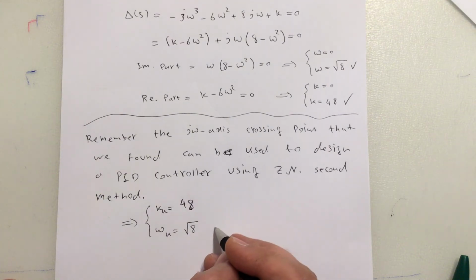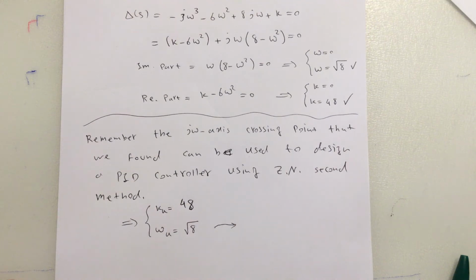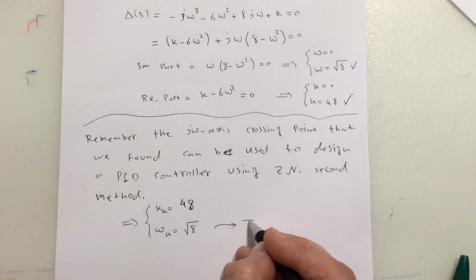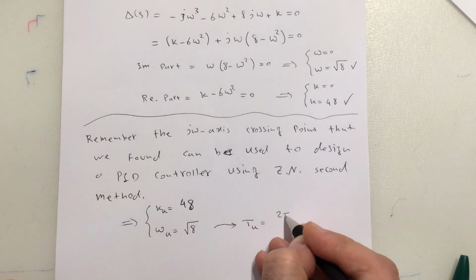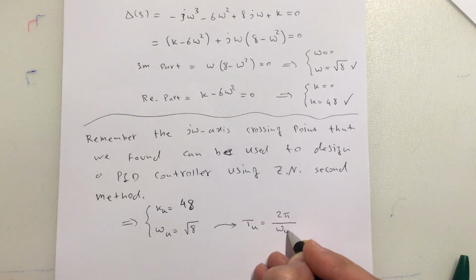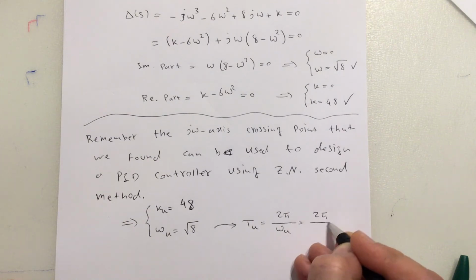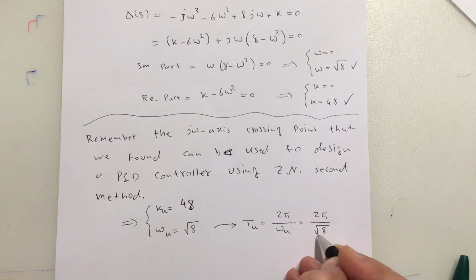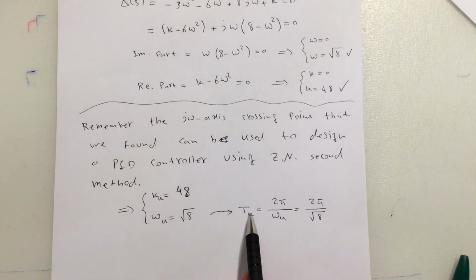We know that the period of the step response would be 2 pi divided by omega u. Therefore Tu is 2 pi divided by omega u, which is 2 pi divided by square root of 8. So now you have Tu and you have Ku, and you can design a Ziegler-Nichols controller.